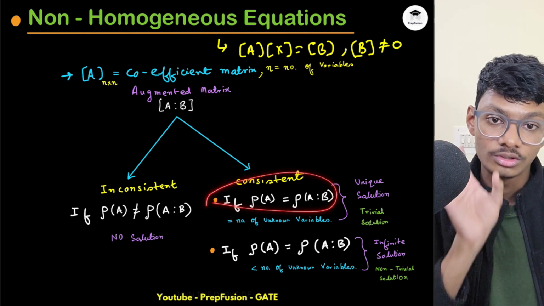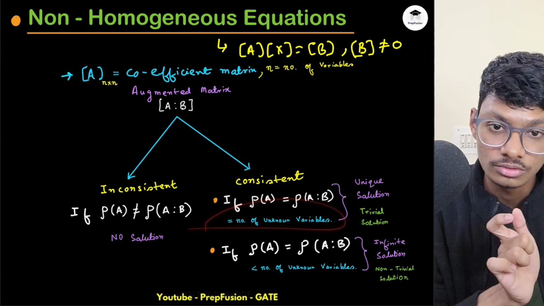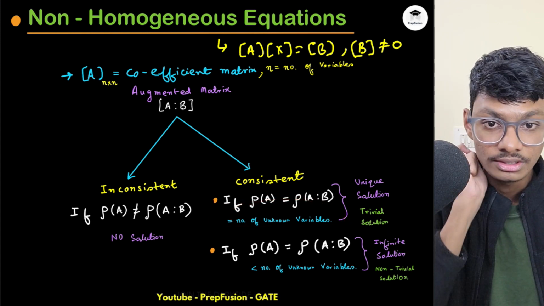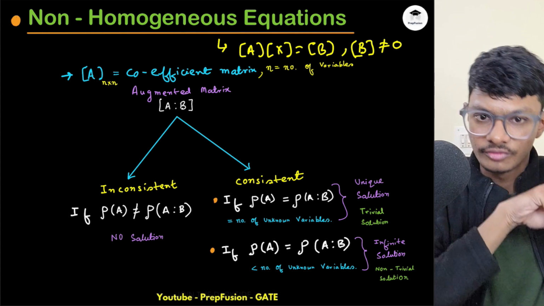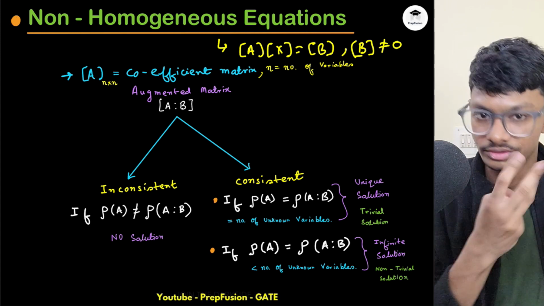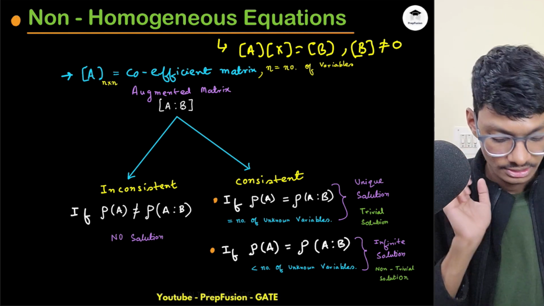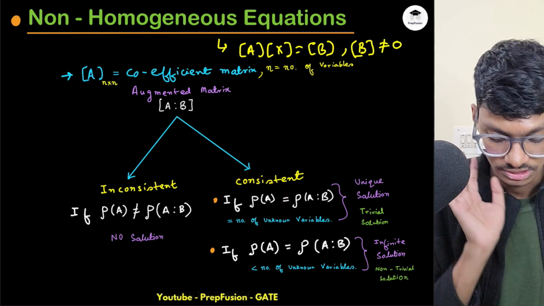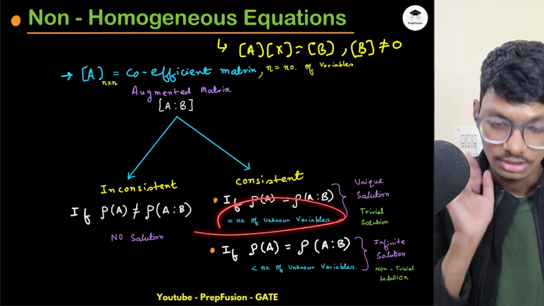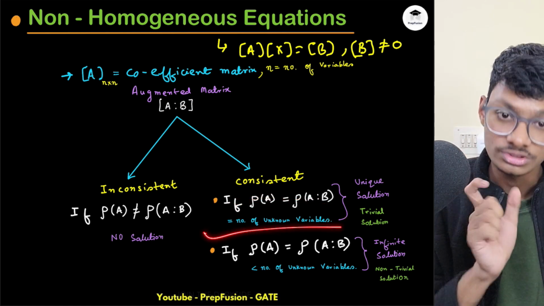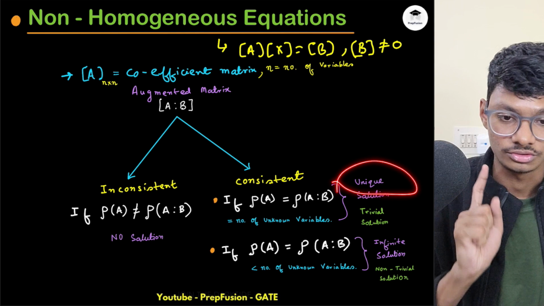If the rank of A equals the rank of the augmented matrix equals the number of unknowns, then it will have a unique solution. Simply you can see the number of equations is 3 and the number of variables is 3, hence its unique solution. You can relate like that. The rank of A equals the rank of [A:B], the augmented matrix, which also equals the number of unknowns, then we will directly fall into the unique solution.